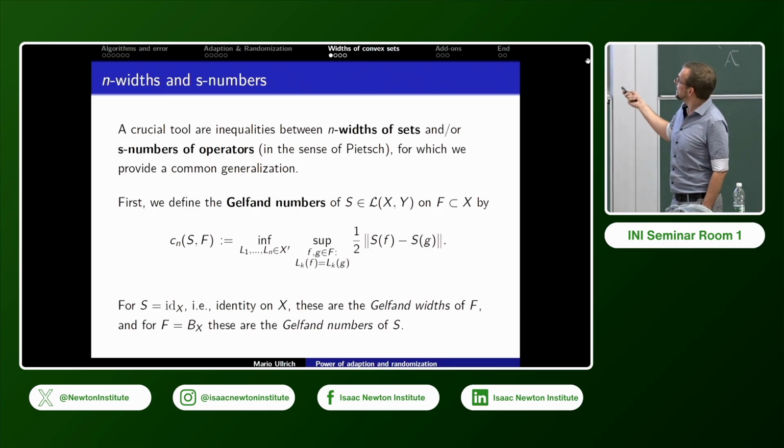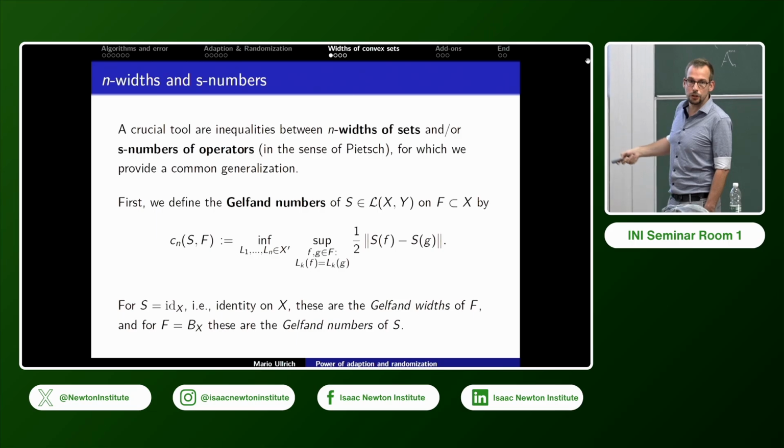Yeah, it's really a generalization, these concepts. So if S is just the identity mapping, then you come back to the Gelfand width, which is well known in approximation theory. And if F is just the unit ball of the Banach space X, then these are the Gelfand numbers in the sense of Pietsch.